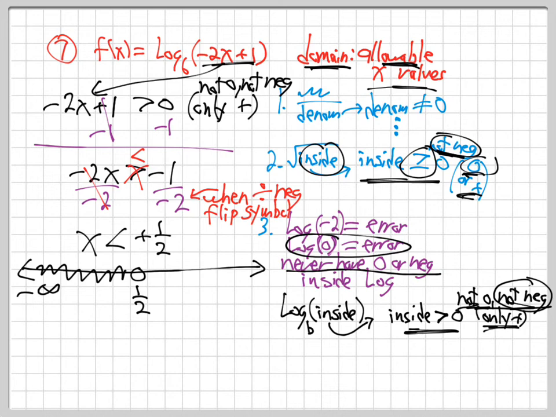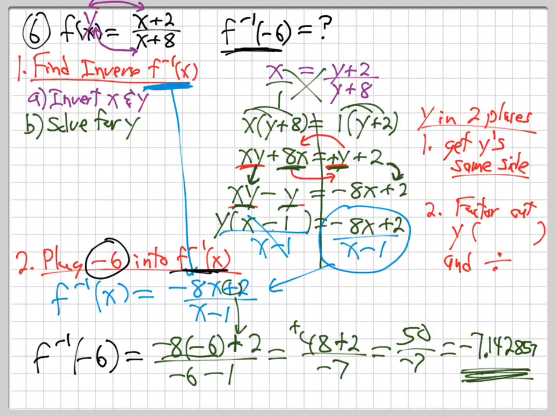From negative infinity up to 1/2, and we'd put a parenthesis at 1/2 because we're not equal to the 1/2. We're just less than the 1/2. There's an open hole there. We don't quite touch the 1/2. We're only less than the 1/2, not less than or equal to. That's our answer for that one. All right, let's go to number 8.